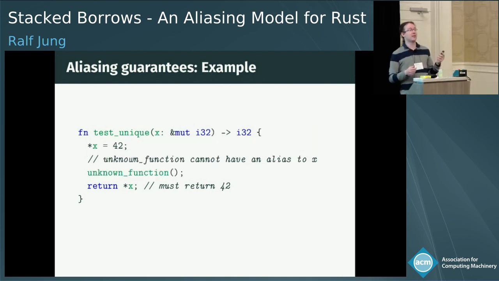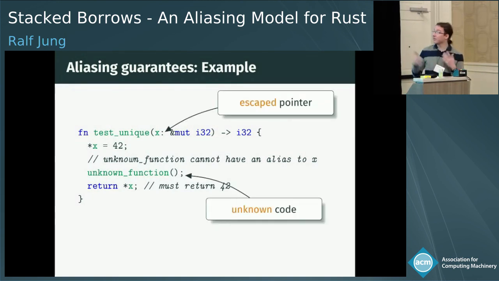We can even generalize this to this test unique function here, which takes a single mutable reference, which we know has to be globally unique, and writes 42 into it, and then calls some unknown code. So, for example, you could imagine the unknown function to be in some different translation unit, so that we have no way of analyzing what it is actually doing. And still, we know that when we read x again after the unknown code is done and returns back to us, that the memory must still contain 42, because the unknown function would need an alias to be able to change the value that is stored in there.